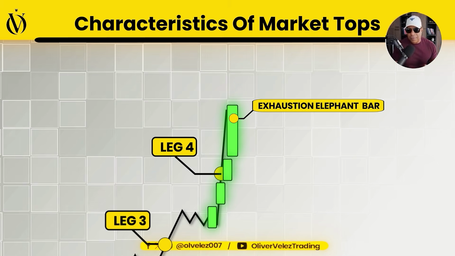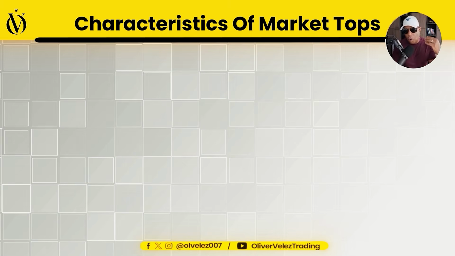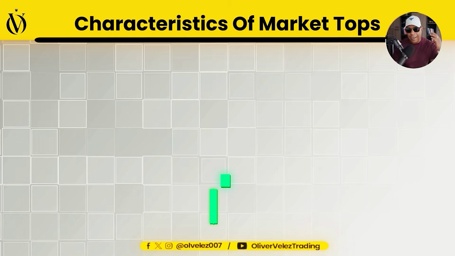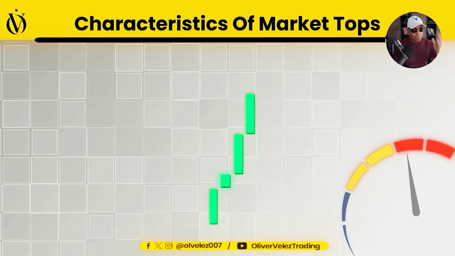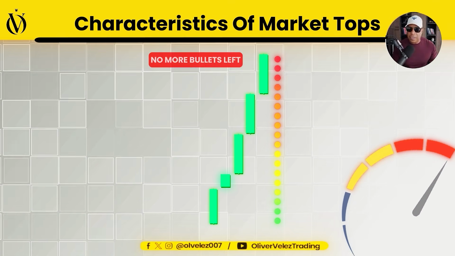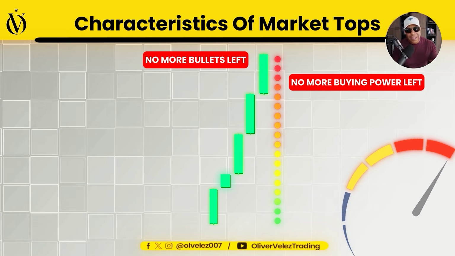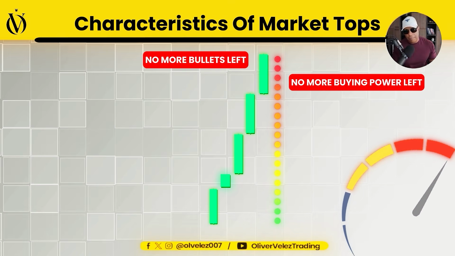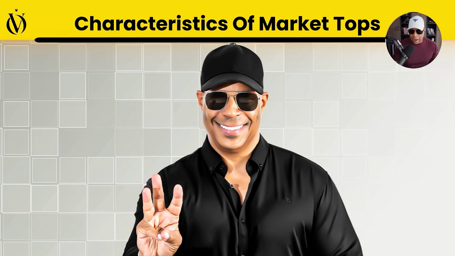It's exhaustive in nature. The bulls are shooting all the bullets they have at the market, and they've just emptied the clip. They've emptied the gun. There's no more bullets left. There's no more buying power left. They put it all in that last bar. So that's the third characteristic.